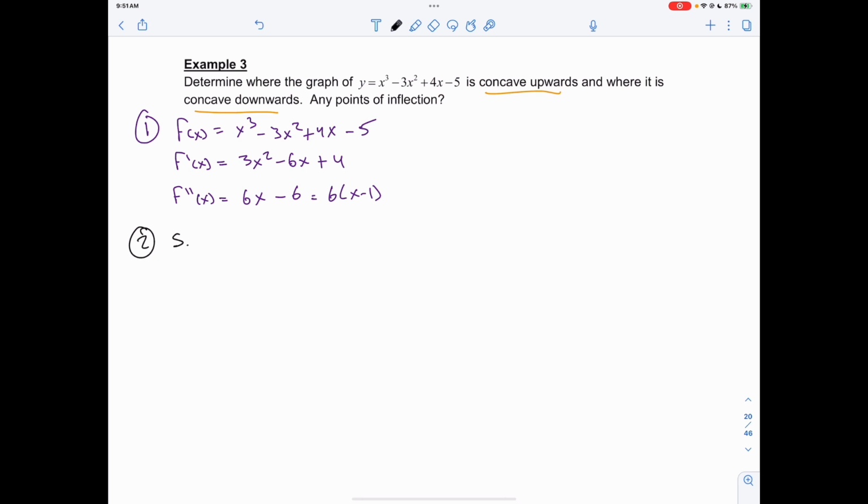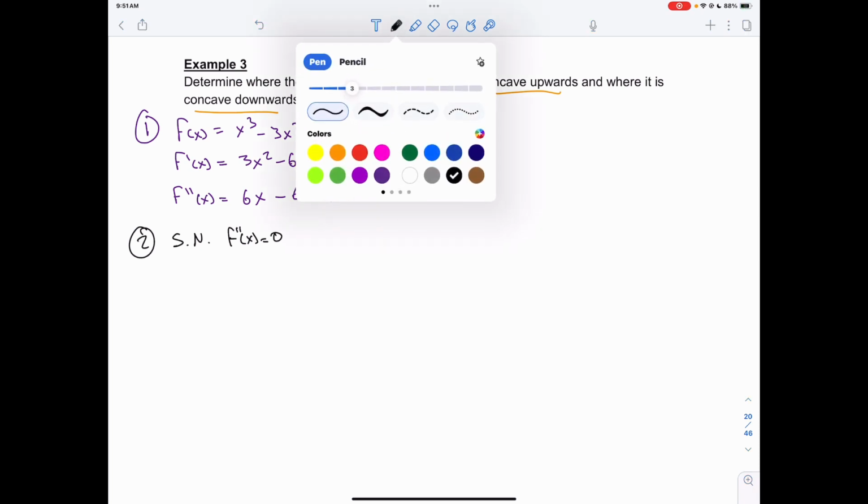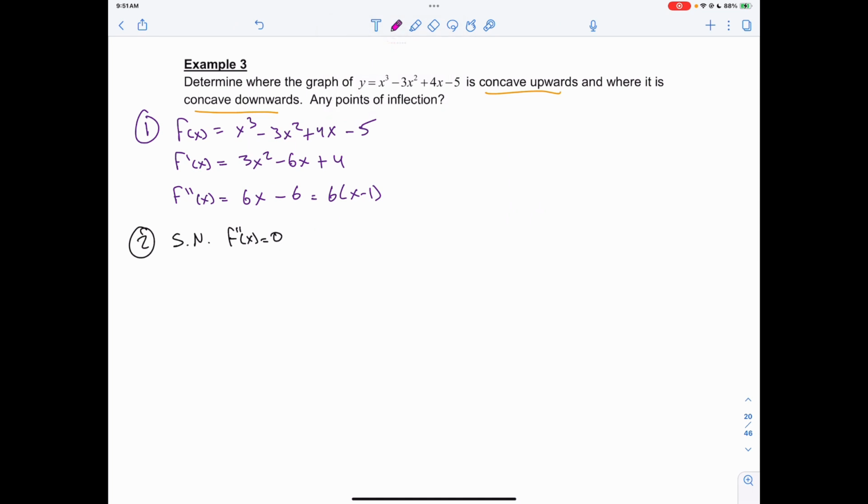I'm going to solve for the significant numbers for when f double prime of x is equal to 0 or is undefined. There's not going to be any undefined ones in this case because it's just a polynomial. So if 0 is equal to 6 times x minus 1, then we know that x is equal to 1 is our significant number.